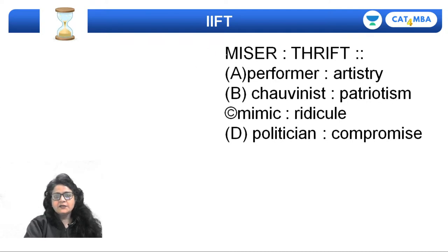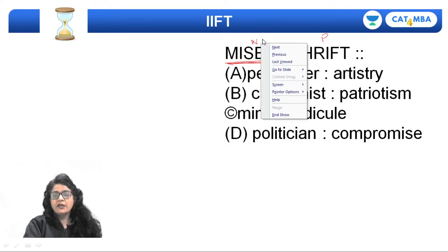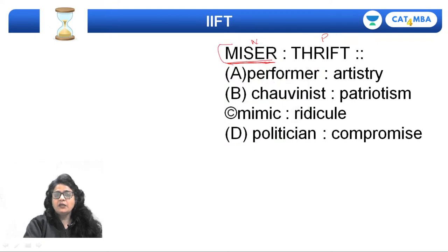Alright, so miser and thrift both mean penny pinching, saving money, right? But this is negative, this is positive. The connotation is different. This is always used in a positive and negative way. When you call somebody a miser, he is the man who does not spend money even on things which are needed, which are essential, which are necessary. So that is miser. Penny pinching, skinflint. Thrifty is someone who saves money for rainy days, who does not spend money like there is no tomorrow.